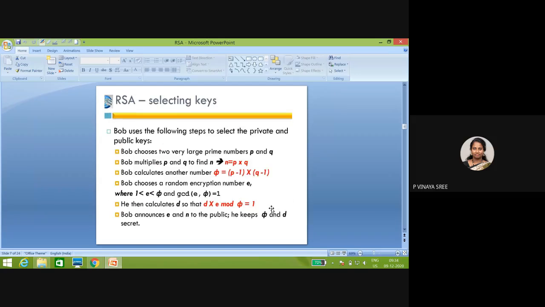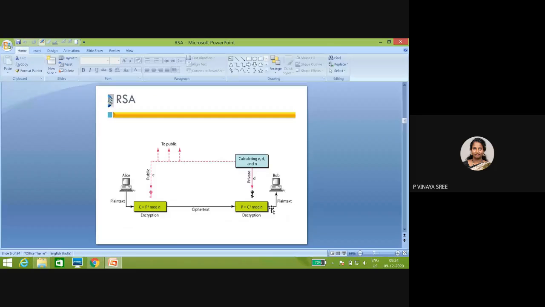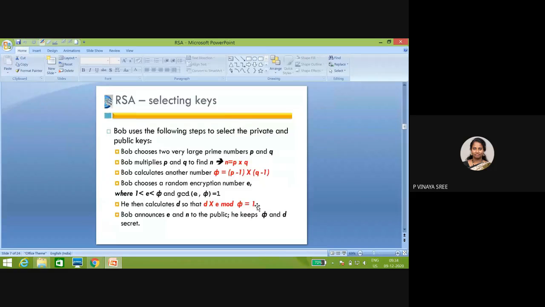Okay. So in this way, the sender and receiver encrypt and decrypt a message, and Bob, with the help of a private key, will get the plain text. So these are the steps to follow in order to find the plain text by Bob.